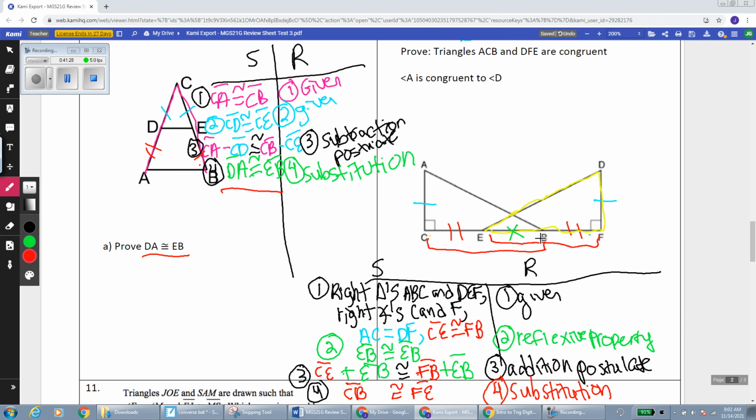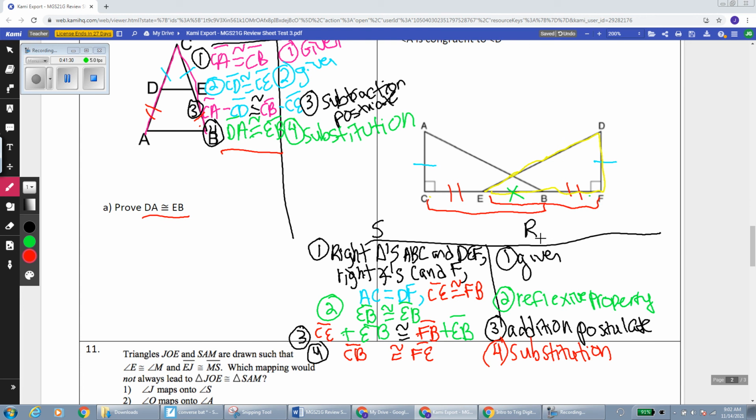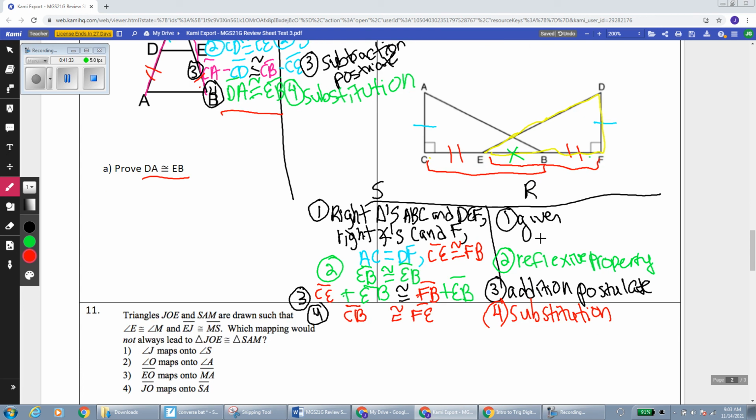Okay, so now we have enough information to say that the two triangles are congruent, which was part 1 of this proof. So in step number 5, I'm going to say that triangle ACB is congruent to triangle DFE. And we see here that that is by SAS based on the information we have. Side, angle, side, side, angle, side.